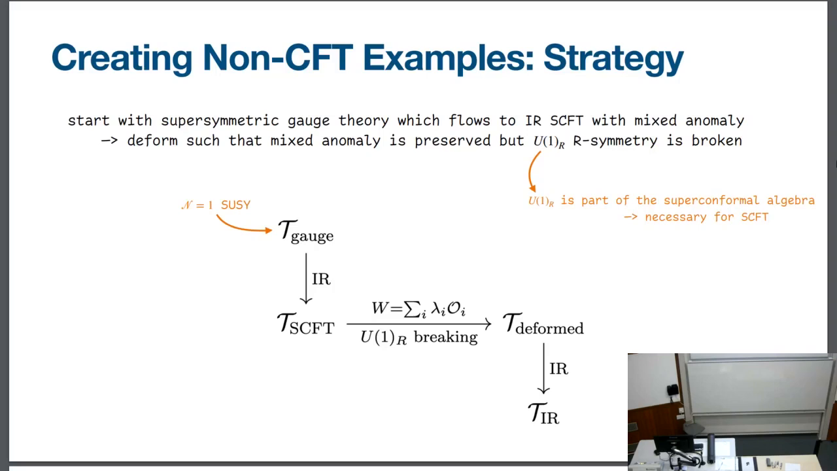Does it break the No. It breaks the U1R symmetry. The U1R symmetry is not part of the mixed anomaly. Okay. Thank you.